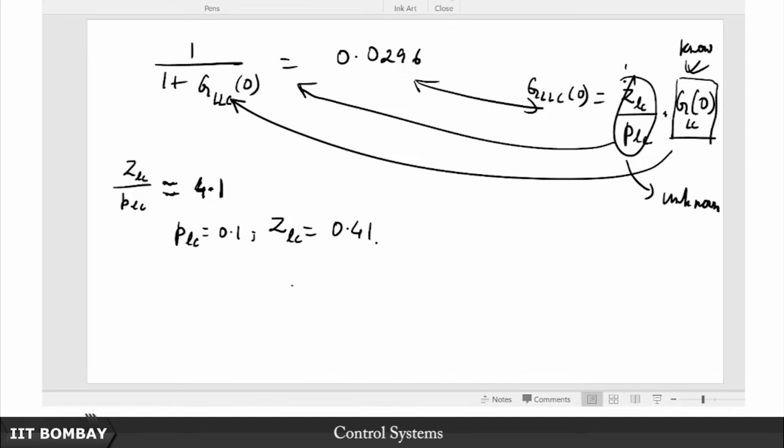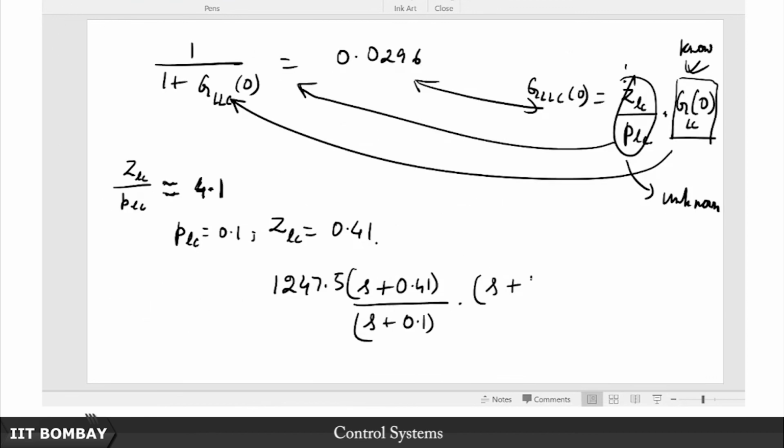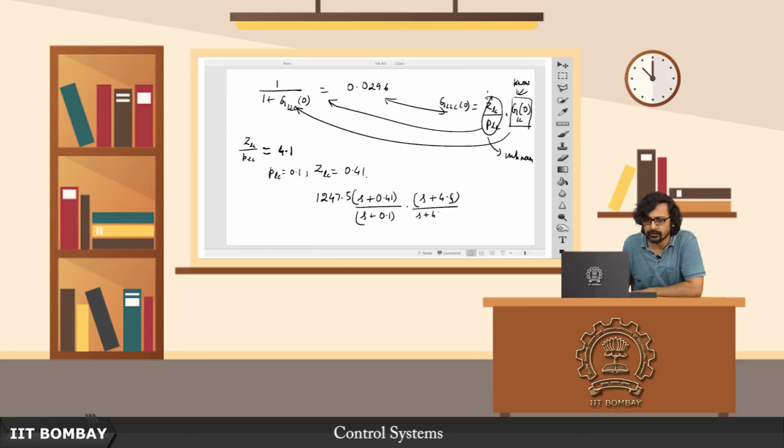So my overall controller I chose as 1247.5 times (S plus 0.41) upon (S plus 0.1), that was the lag part which I designed last, then the lead part, which was (S plus 4.5) divided by (S plus 43.87), times now the original plant, which was 1 over (S plus 2) into (S plus 1) into (S plus 8).